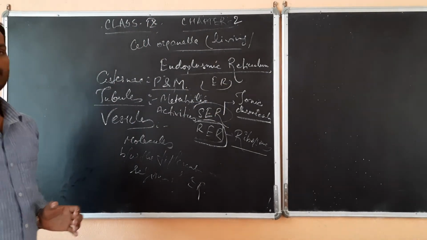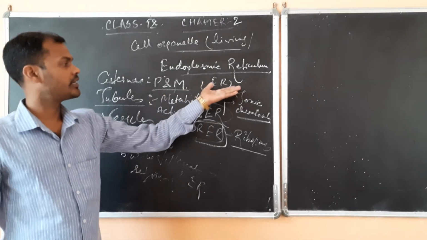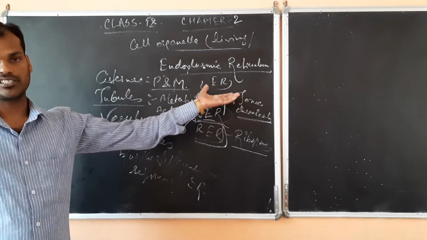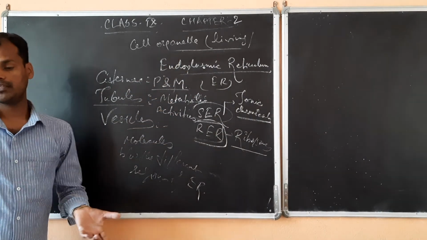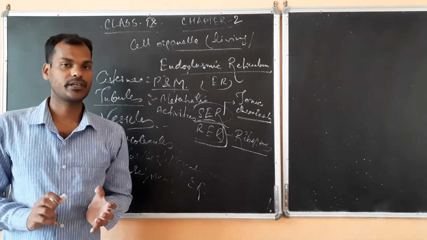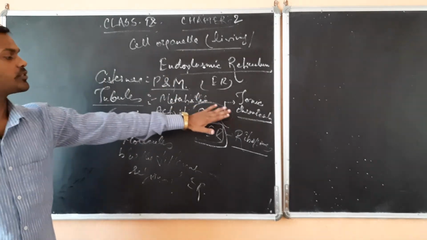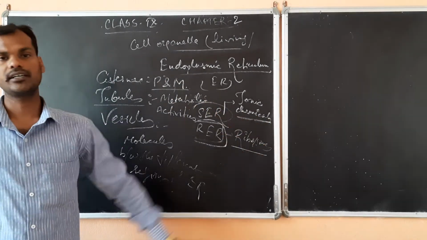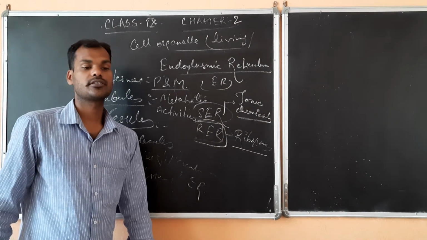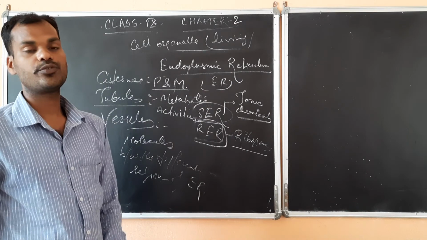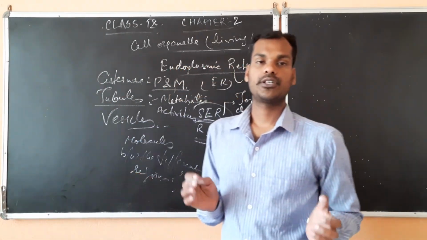Next we have the ribosome. Already I told you ribosomes are there for protein synthesis. These ribosomes are attached to the endoplasmic reticulum, and their function is only to make protein. Then next you have vacuoles. Vacuoles are responsible for storage of waste materials.